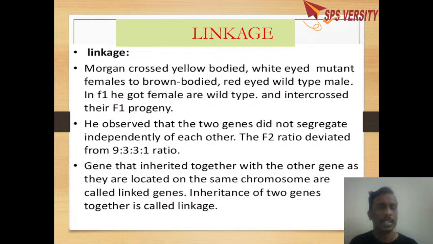On conducting experiments on Drosophila melanogaster, Thomas Hunt Morgan proposed two concepts: one is linkage and another is recombination. We'll see how he came to a conclusion of linkage and recombination.